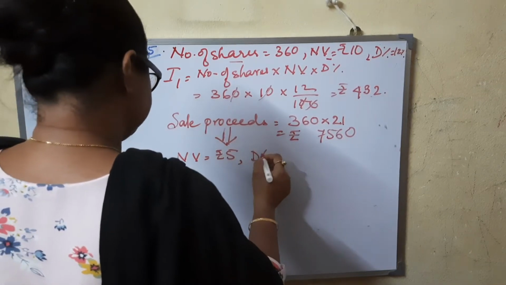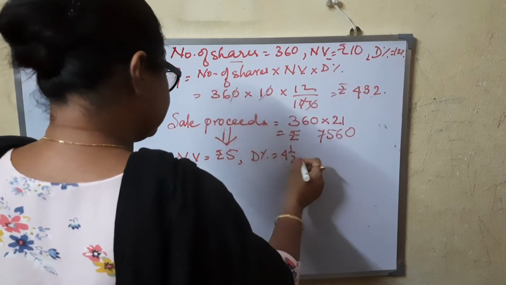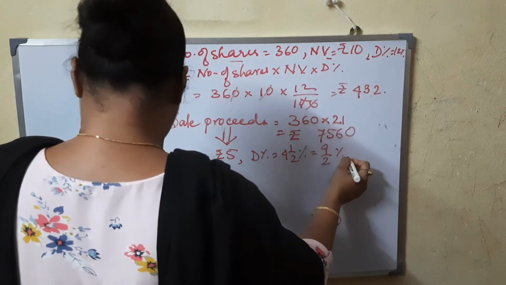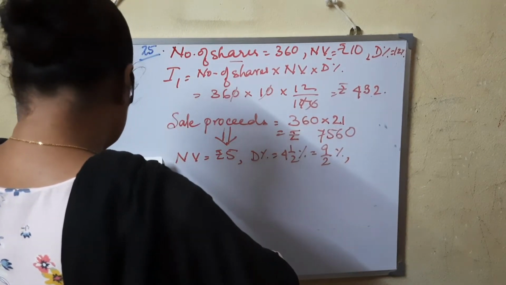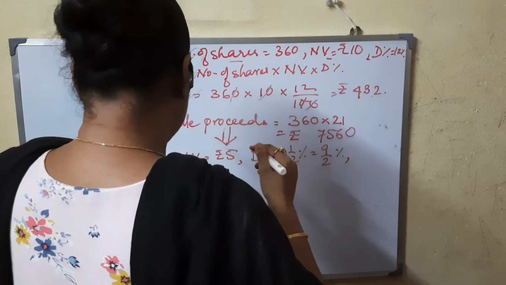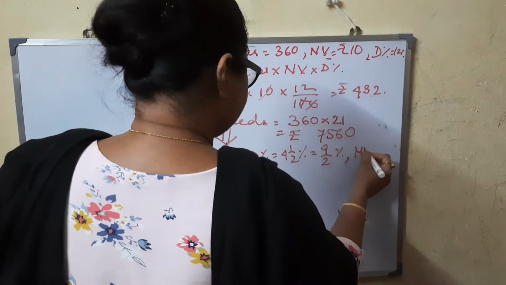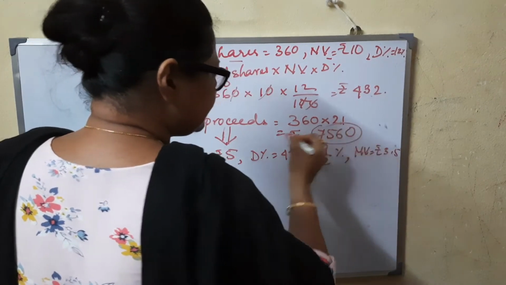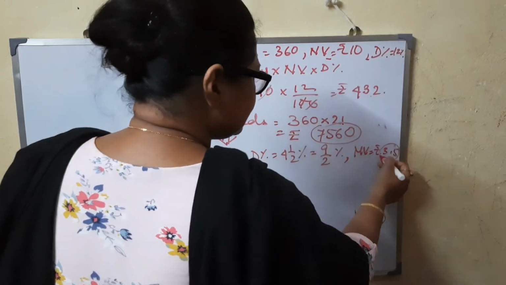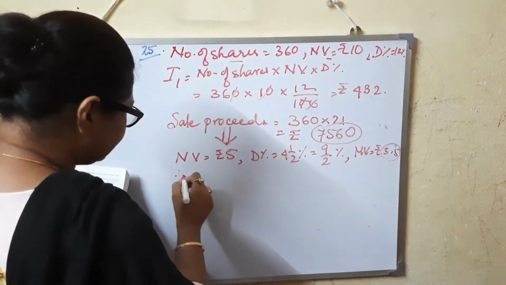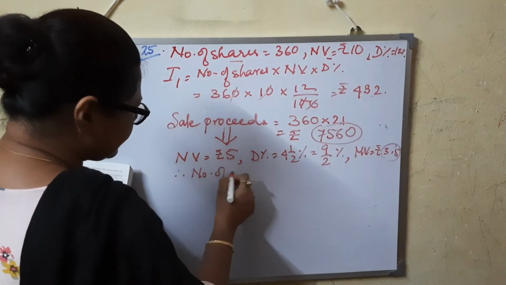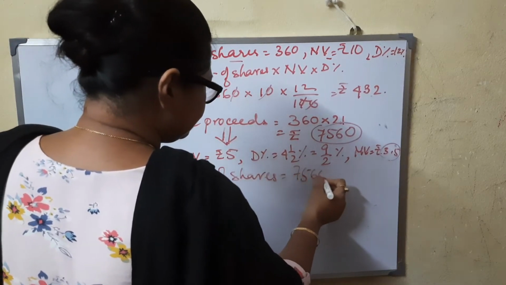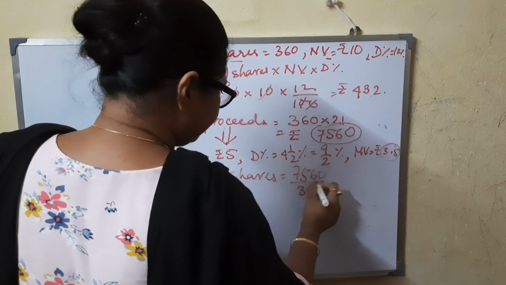Paying dividend 4.5%, that means 9 by 2%, per annum at rupees 3.5 per share. Market value 3.5. So this is the investment that is made and this is the market value. So we can find the number of shares from here. Number of shares is 7560 divided by 3.5.